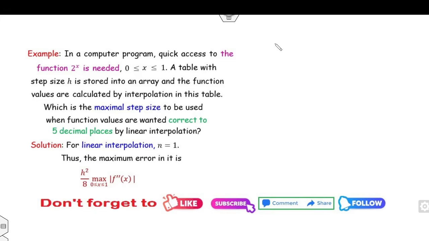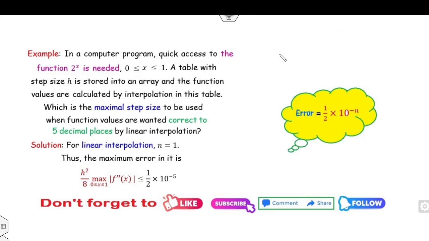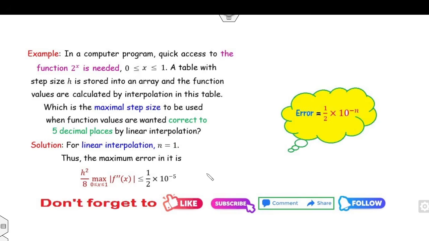Now, since we need the result correct up to 5 decimal places, we already discussed in our previous lectures where we defined the error analysis. What is the error up to n decimal places? Error is half into 10 raised to power minus n, where this n is the number of decimal places, and in this particular example n is 5. Remember students, this n is not the polynomial degree. This is the decimal places, and we need 5 decimal places. So I can say half into 10 raised to power minus 5.